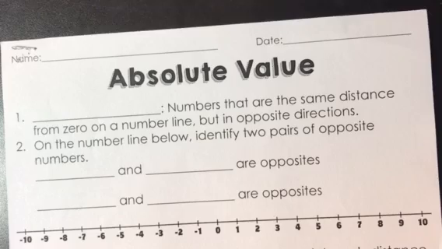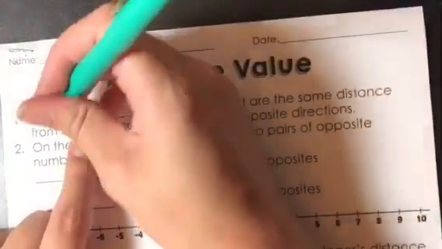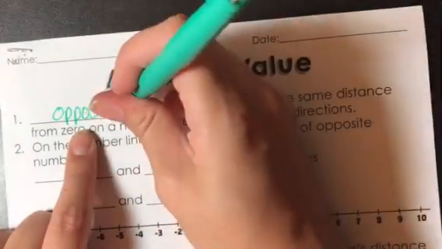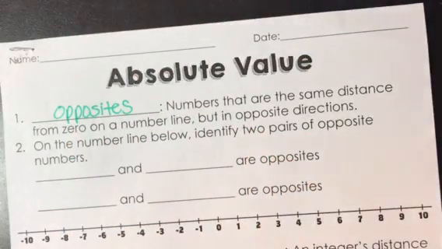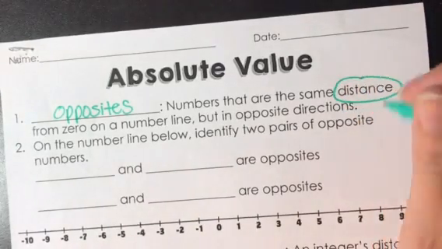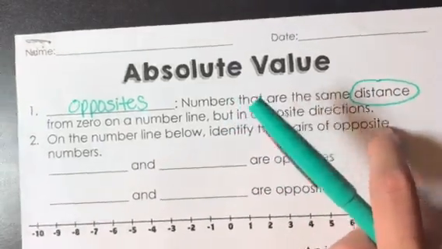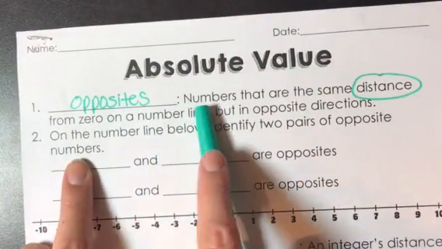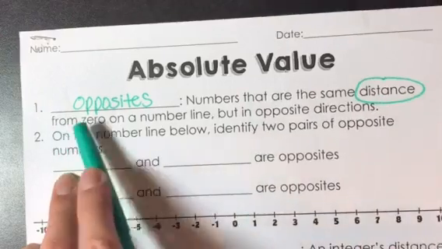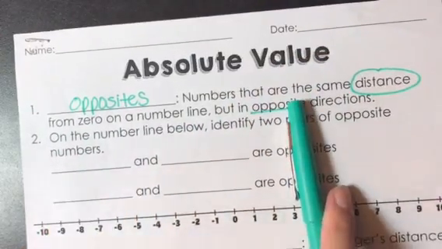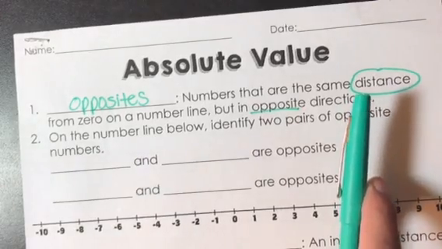So I'm going to start with reminding you that opposites are numbers that are the same distance. Circle this word. This is a key word with absolute value. Distance, distance, distance. How far away something is. Opposites are numbers that are the same distance from zero on a number line, but in opposite directions. Got that covered. We studied that. We worked on that. We're going to keep working on that.